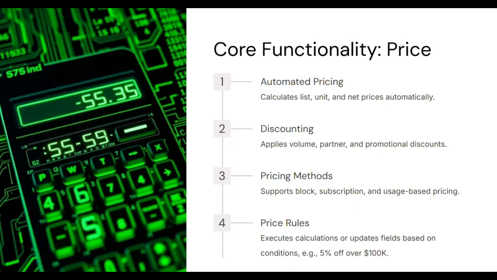Second, we have discounting. It can apply volume discounts, partner discounts or promotional offers automatically. For example, buy 10 units, get 5% off. CPQ takes care of that logic easily. We don't have to think, or sales representatives don't have to think by themselves. The CPQ handles it.